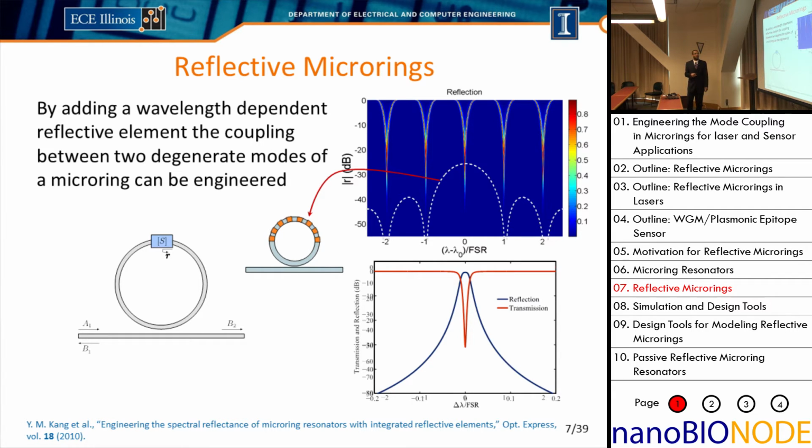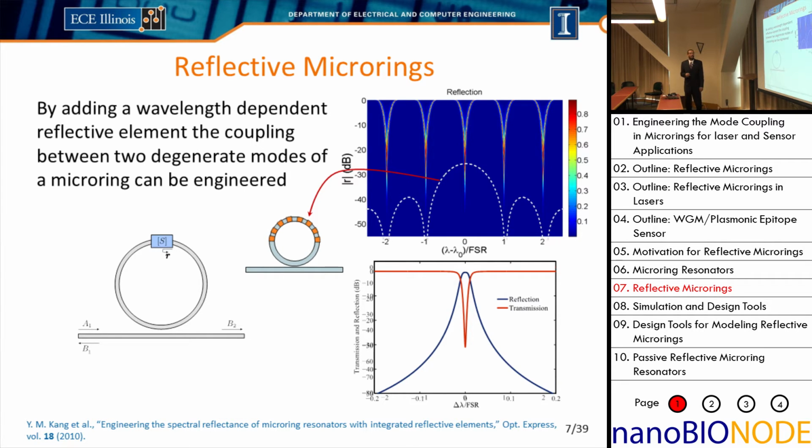So as an example, if I wanted to design a structure that reflects exactly at this one wavelength and doesn't reflect at any of the other resonances, what I need to do is construct a wavelength-dependent reflector inside the ring that goes through the maximum in this curve here and goes through nulls at all these other resonances. If I can construct such a device, then the overall structure will have one reflection peak in it, and all the other resonances will be non-reflective.